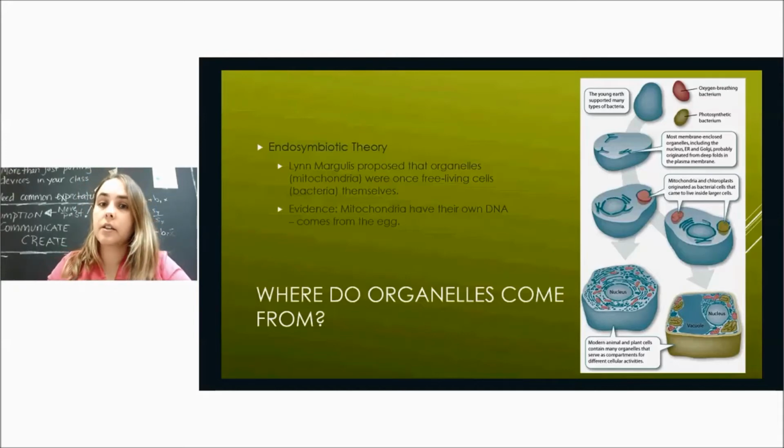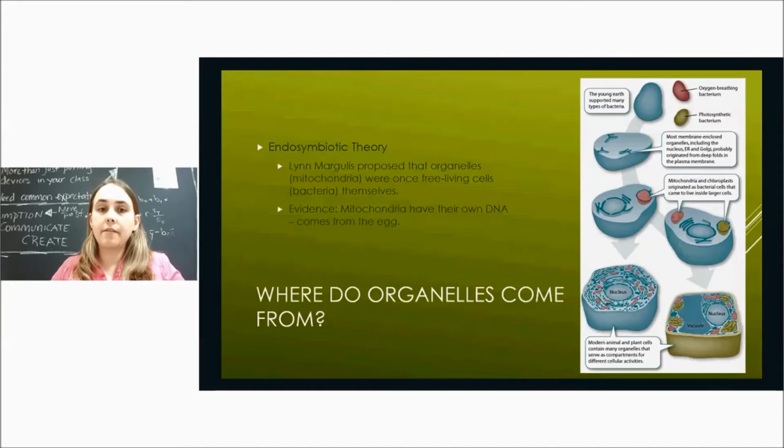And the membrane-bound organelles were created from deep folds in the cell membrane. Over time, one of these bacteria engulfed these other types of bacteria, the oxygen-breathing bacterium and the photosynthetic bacteria, and they became the mitochondria and chloroplasts that we know about today. They evolved to just do very important processes within the cell and not be simple cells themselves.